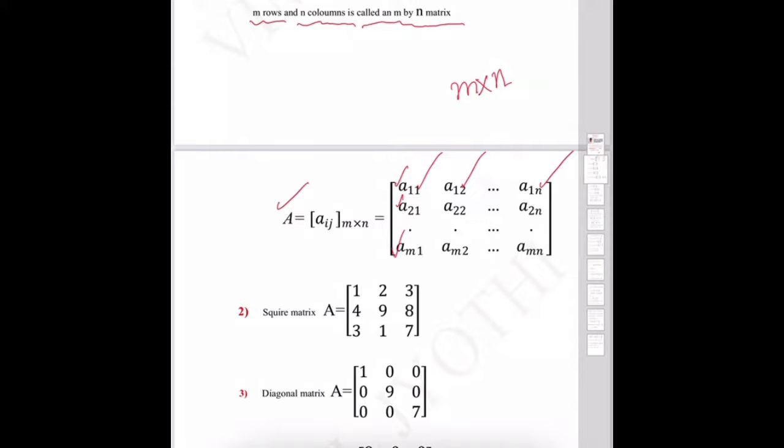That is, the matrix A is denoted by Aij, where i varies from 1 up to m, and j varies from 1 up to n. The matrix is denoted by capital A and is written as Aij, m by n or m cross n. That is, m rows and n columns.